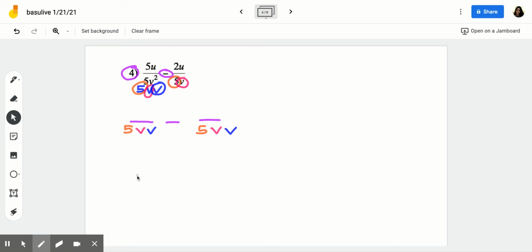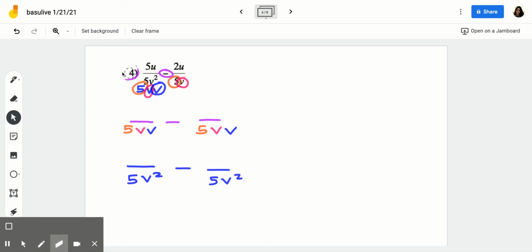5v squared. So you know what? I'm just going to write that, 5v squared. That's how I would have written it in the first place, but I wanted to be sure that you understood where I got those v squareds from. Okay, so now what do we do? The same thing you did before.